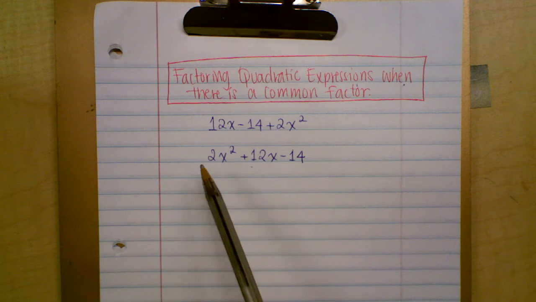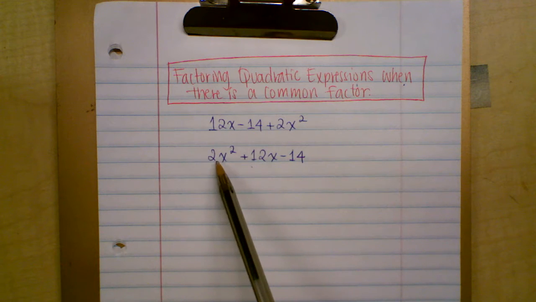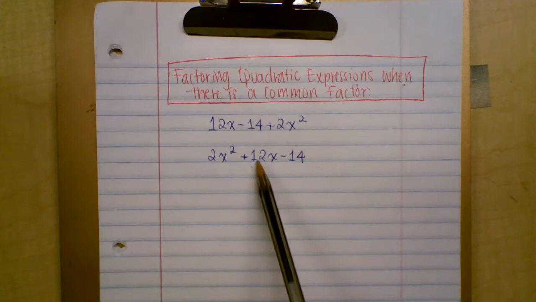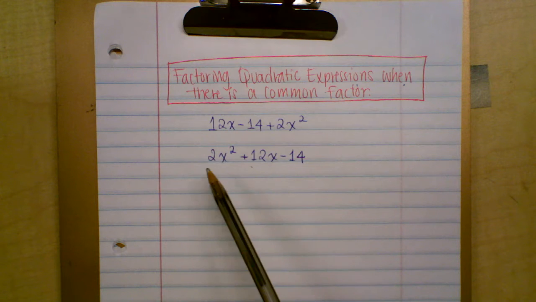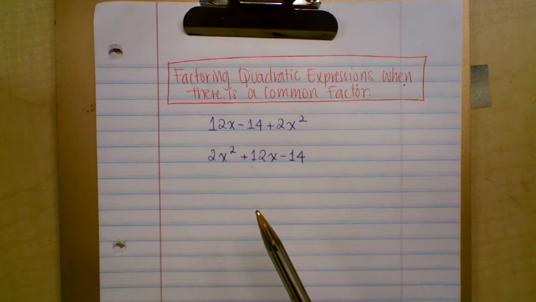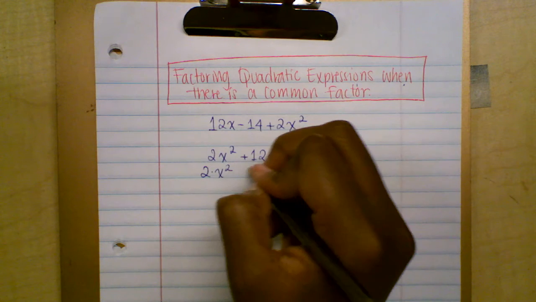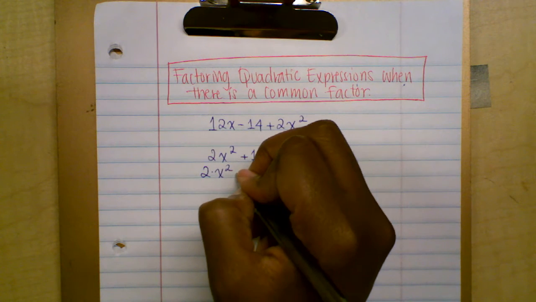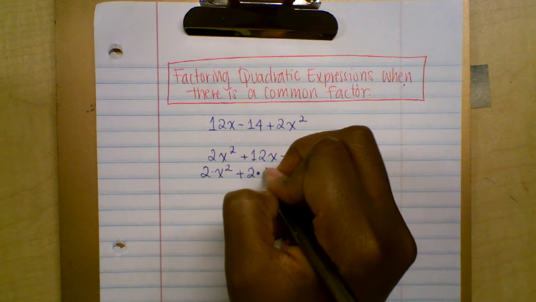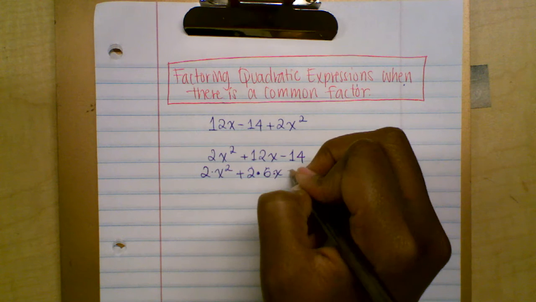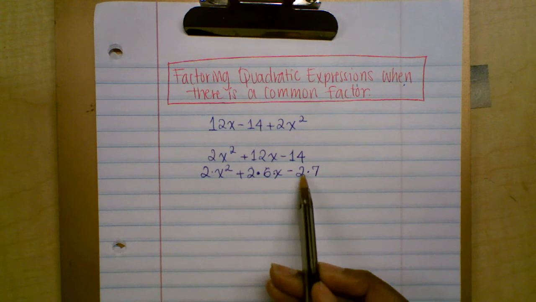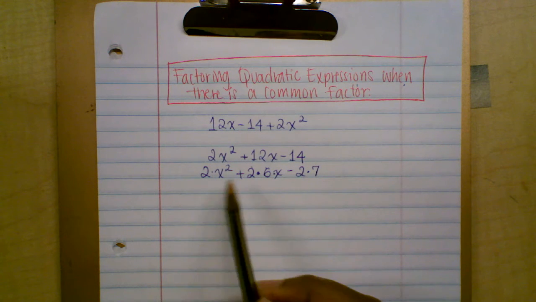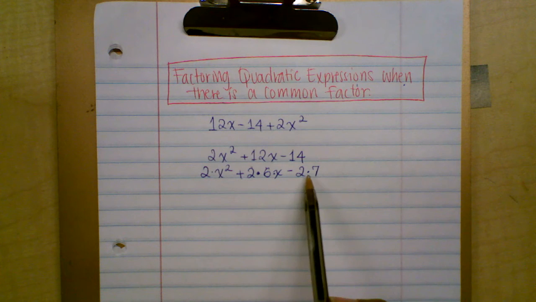I see here the greatest common factor: the coefficient of x squared, which is 2, the coefficient of x, which is 12, and the constant 14. All three are divisible by the same number, and that number is 2. Why 2? Because I can rewrite 12x as 2 times 6x, and 14 can be written as 2 times 7. So the number that each term is divisible by is 2.